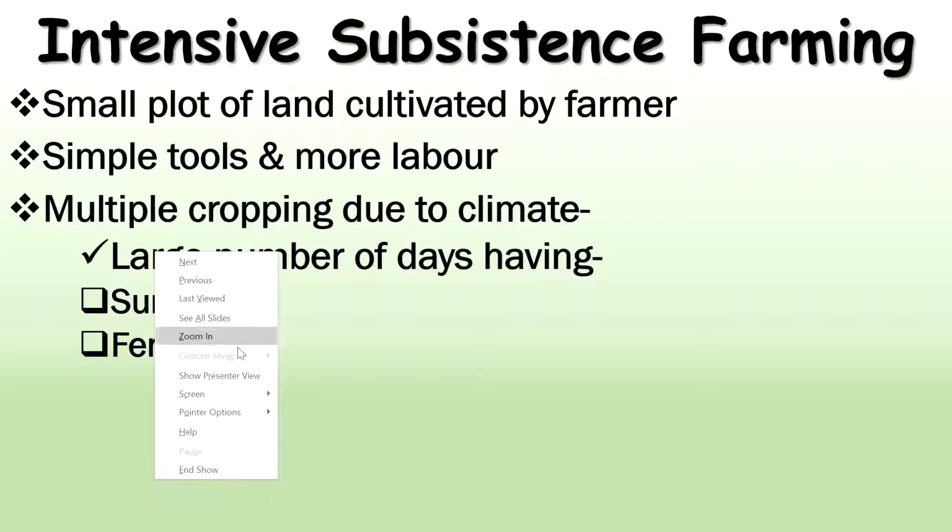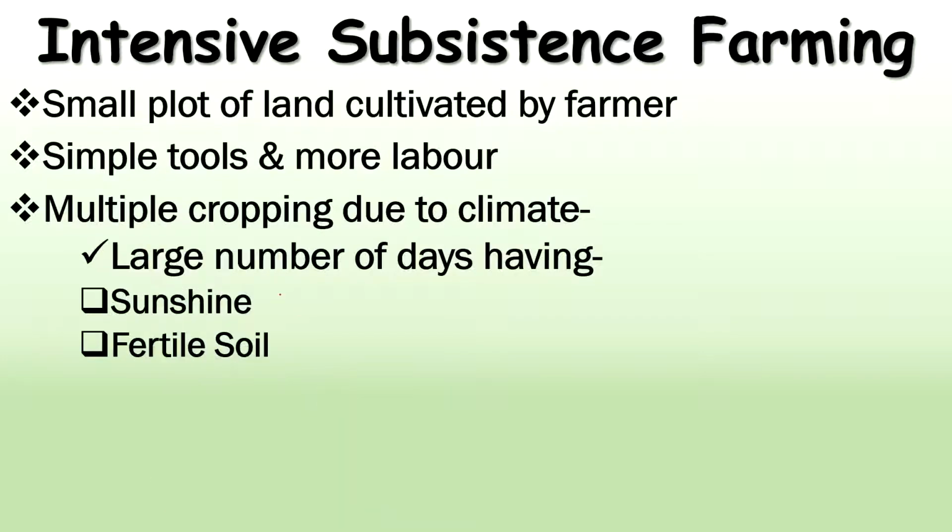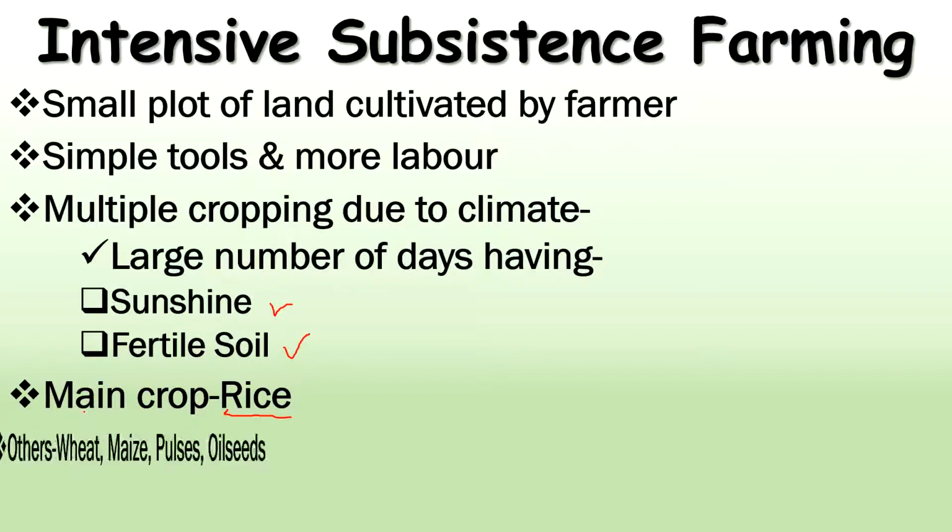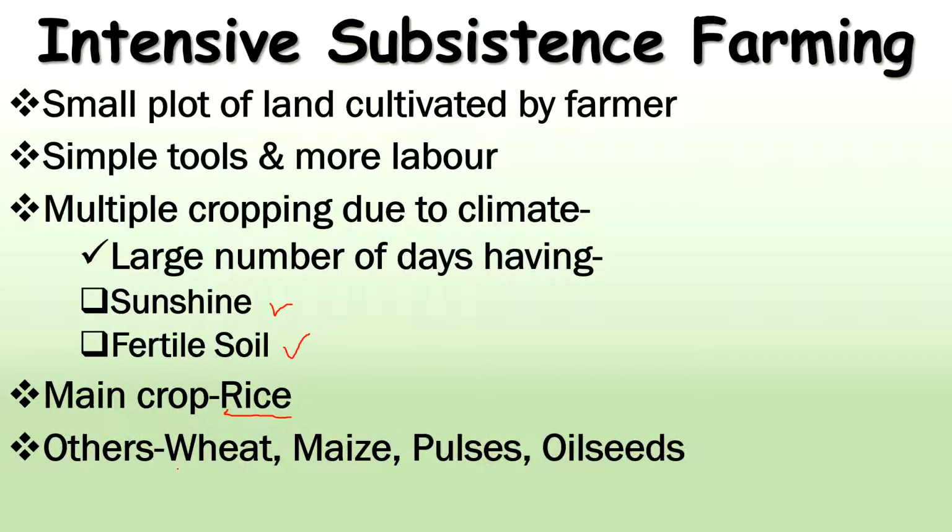Now the question comes, why is multiple cropping done? It is done due to a large number of days having sunshine and fertile soil. If there is fertile soil, of course, we can do multiple cropping, right? Then the main crop in intensive subsistence farming is rice. So in intensive subsistence farming, basically rice is grown more. Then others are wheat, maize, pulses, and oilseeds. Okay, so you need to remember these.